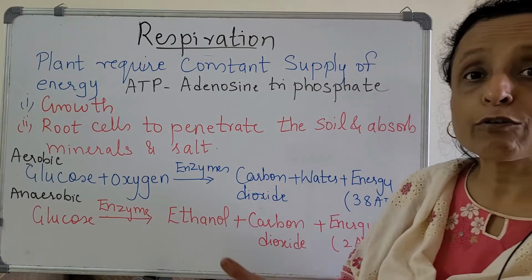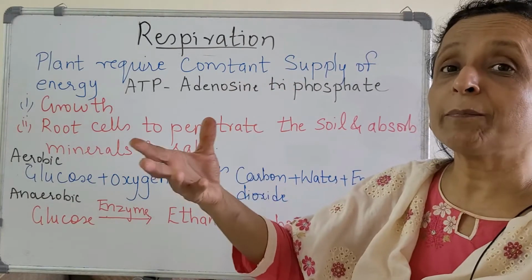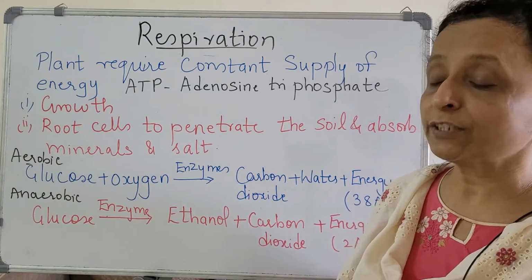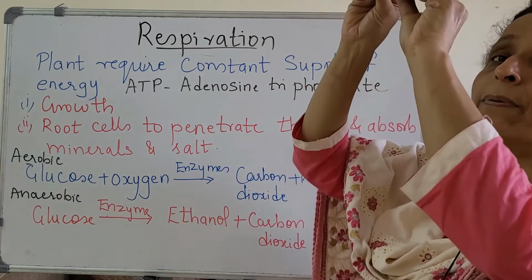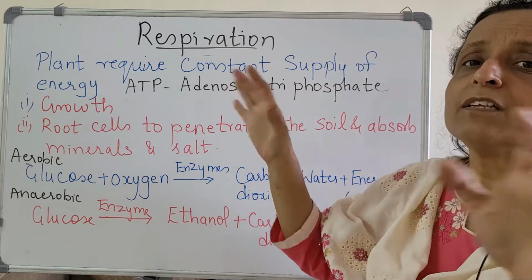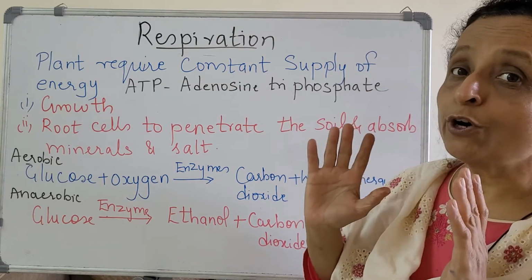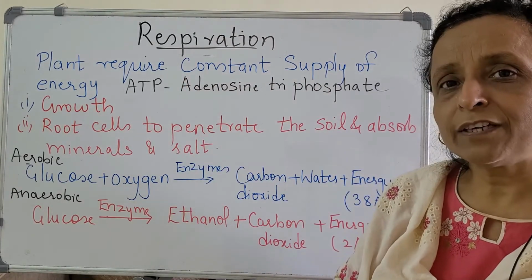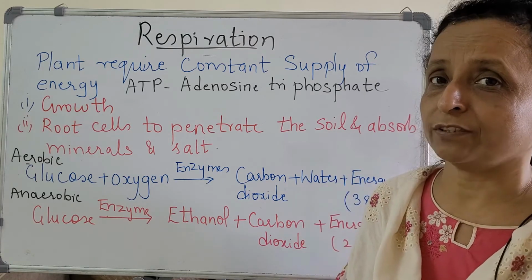So respiration in plants requires constant supply of energy. For what? For growth. The cells are going to multiply. The growth will take place. For multiplication, certain chemical reaction takes place. The roots grow. They suck in the water and minerals, and bring them to the leaves. So all these processes require energy. So energy, how do they get the energy? By respiration.